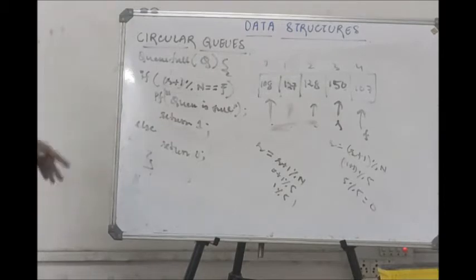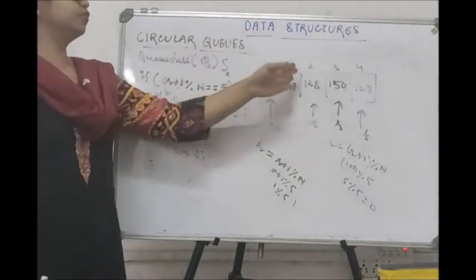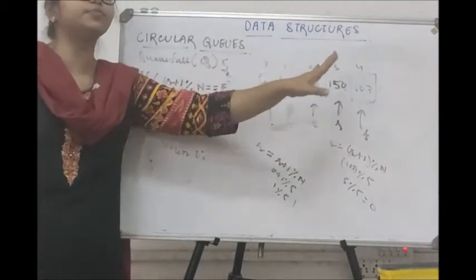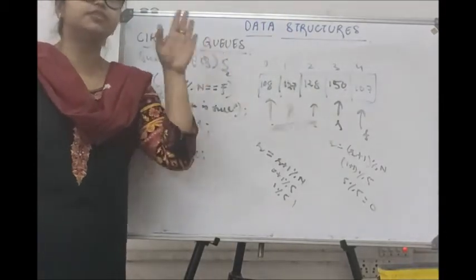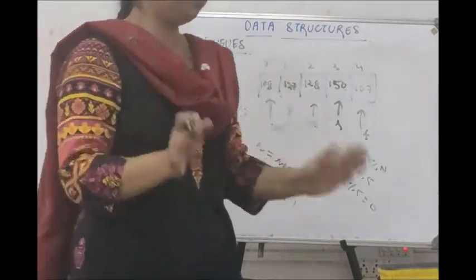You will note it now. See, if the incremented value, if the next position after R is pointing to front, if that is the front, then we say Q is full.